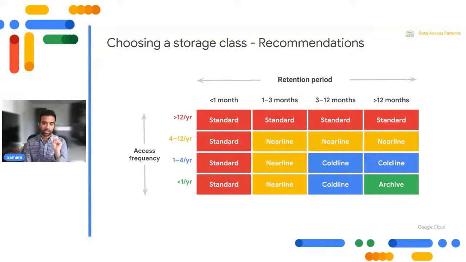And one other important thing to note is, if you are keeping the data entirely for backup and archiving purposes, archival storage is the most cost effective, as it offers the lowest storage costs compared to the other storage classes that are available within GCS.